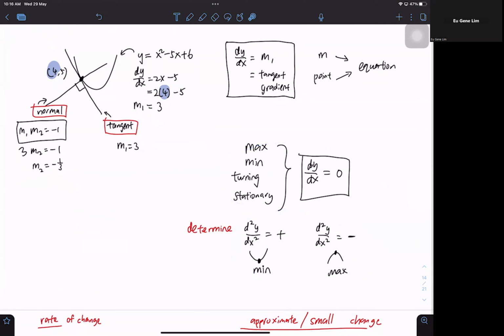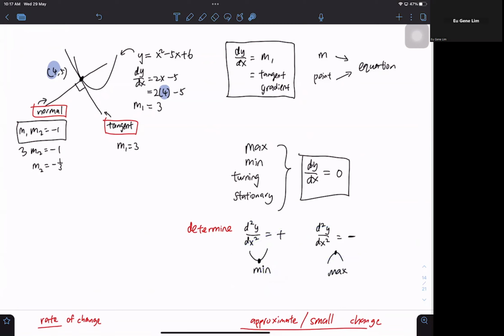But if the question asks you to determine whether it's minimum or maximum, then you have to do d²y/dx². If d²y/dx² is positive, then it will be a minimum point, because positive is a smiley face. If d²y/dx² is negative, then sad face, maximum point. This is just to determine. If the question never asks you to determine, then no need to do this.